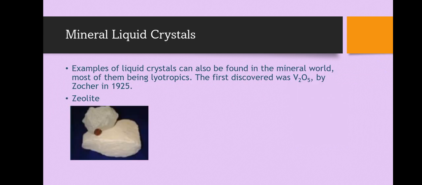There are mineral liquid crystals, which are found in the mineral world. Most of them are lyotropic in nature, and the first discovered was vanadium pentoxide by Zocher in 1925, and zeolite.